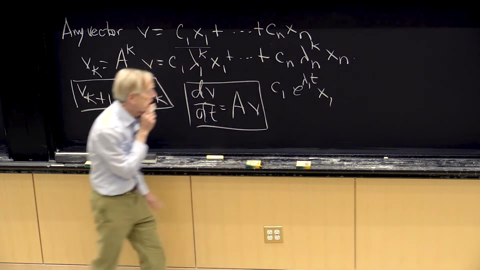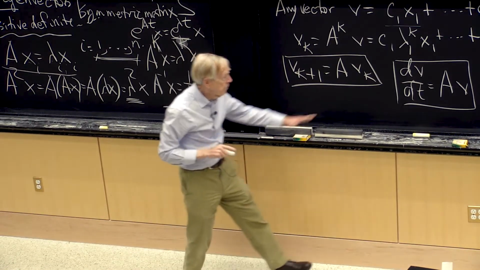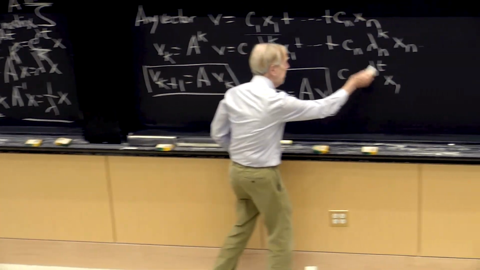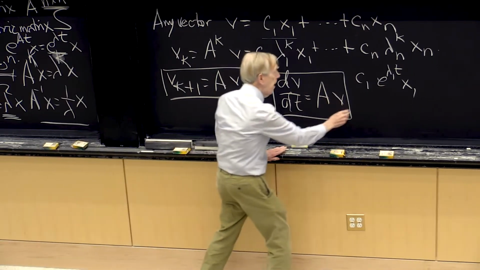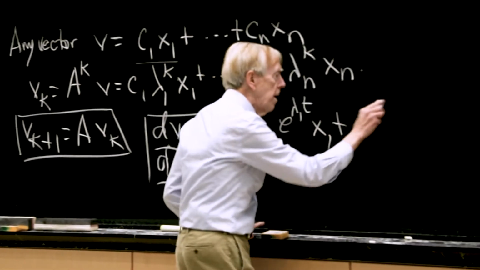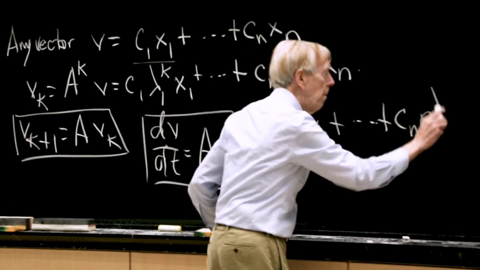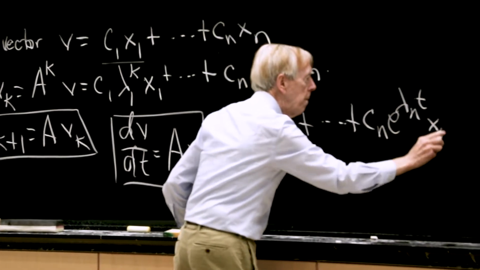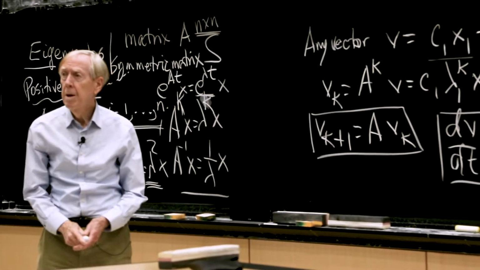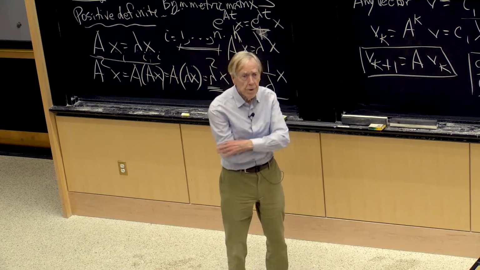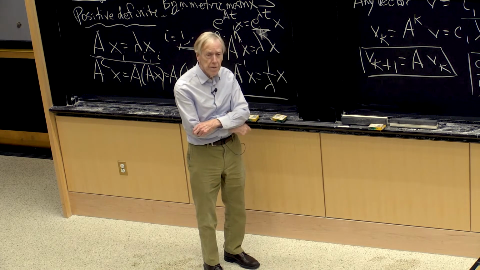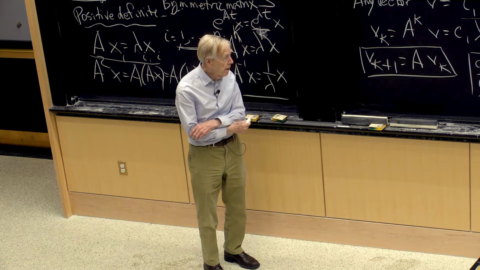Is that what you were expecting for the solution here? Because if I take the derivative, it brings down a lambda. If I multiply by A, it brings down a lambda. Plus the other terms. Not news, but important to remember what eigenvectors are for in the first place. Good.